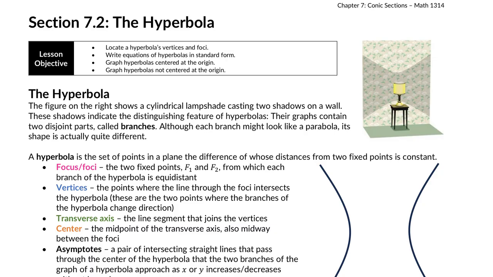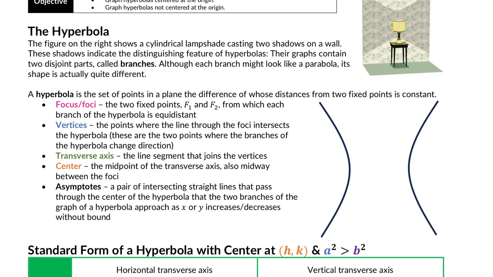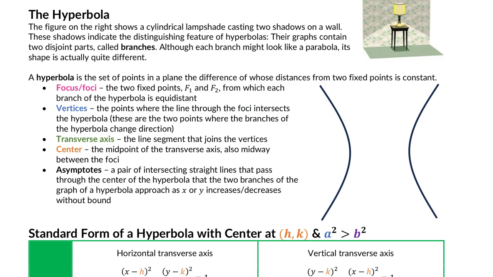The hyperbola has branches, meaning if you just gave me the bottom part of the lamp, that is not a hyperbola. A hyperbola is both a bottom branch and a top branch, or a left branch and a right branch. So we're going to refer to them that way. Now, just like with the ellipse, there is a lot of vocabulary involved with the hyperbola, so let's follow along.